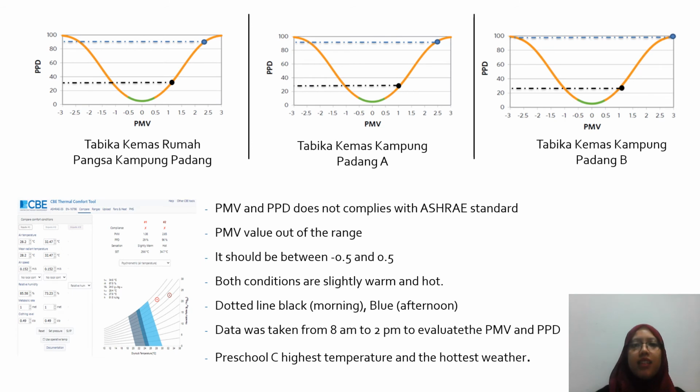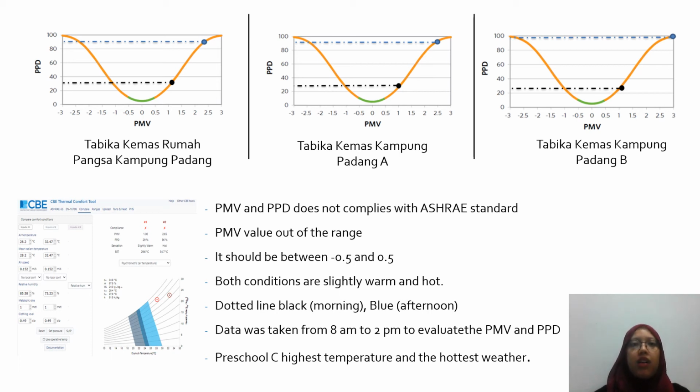Next are the results obtained from the PMV and PPD using the CBE thermal comfort tool. These three graphs represent each preschool and the value of PMV and PPD on the PPD curve. The results for PMV and PPD do not comply with the ISO standard. This is because the PMV value is out of the range that it was supposed to be. The value of PMV should be between negative 0.5 and 0.5 to get a comfortable state.